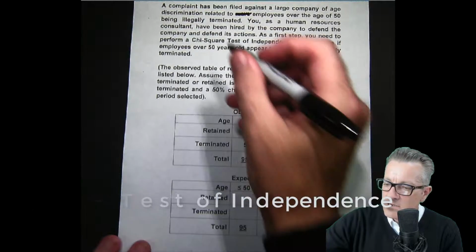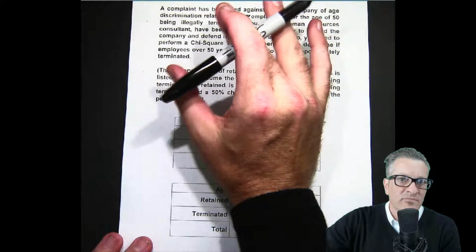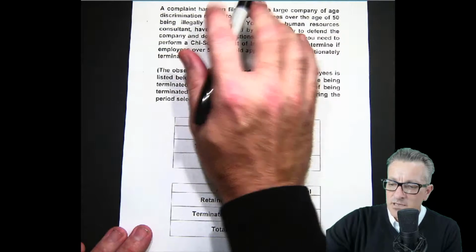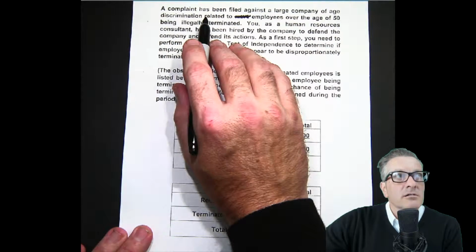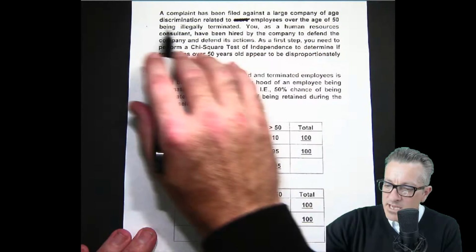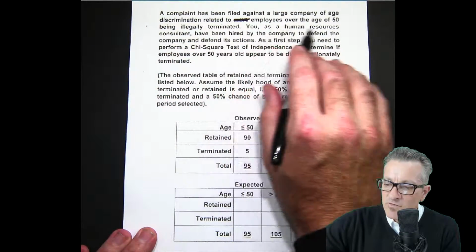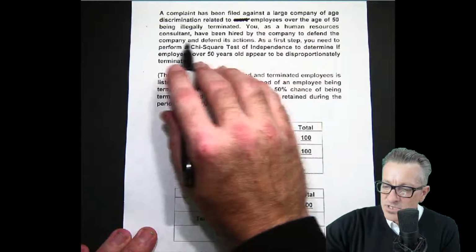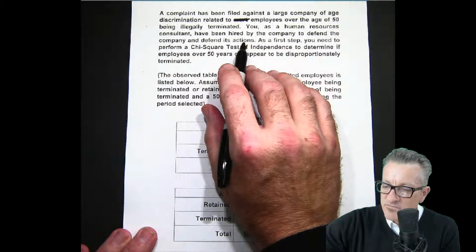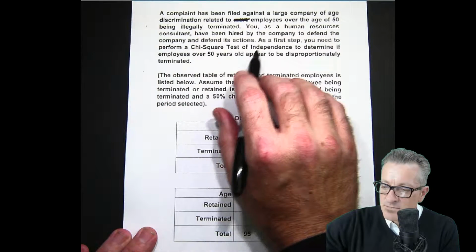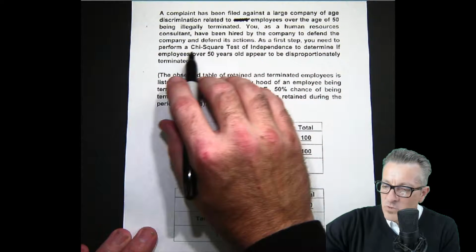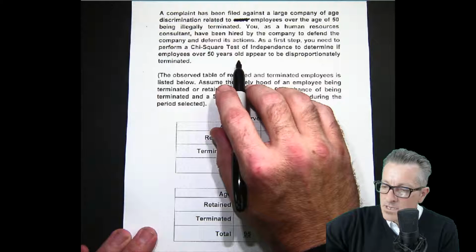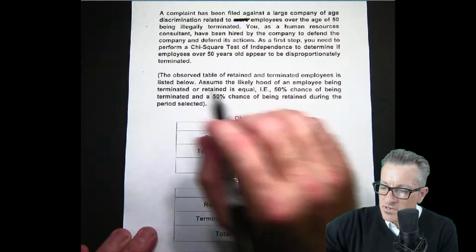Okay, this is a common type of question set up for a chi-square test of independence, and I think it's a practical type of example. A complaint has been filed against a large company of age discrimination related to employees over the age of 50 being illegally terminated. You, as a human resource consultant, have been hired by the company to defend the company and defend its actions. As a first step, you need to perform a chi-square test of independence to determine if employees over 50 years old appear to be disproportionately terminated.